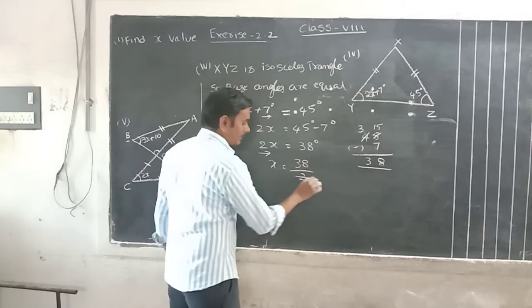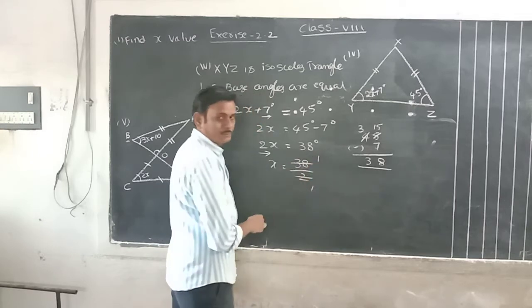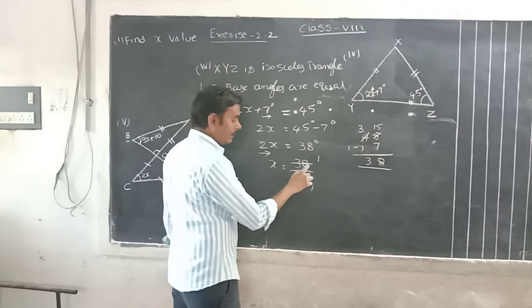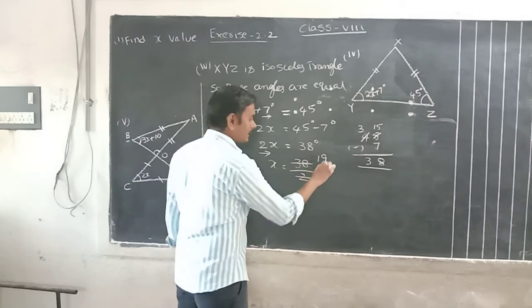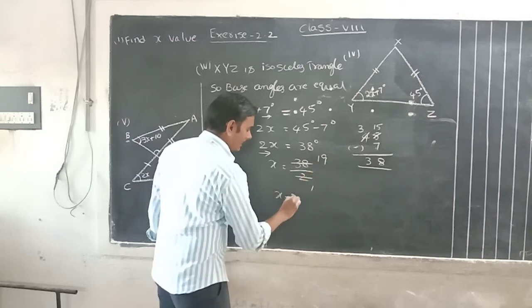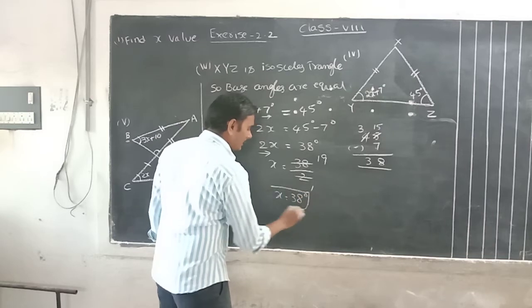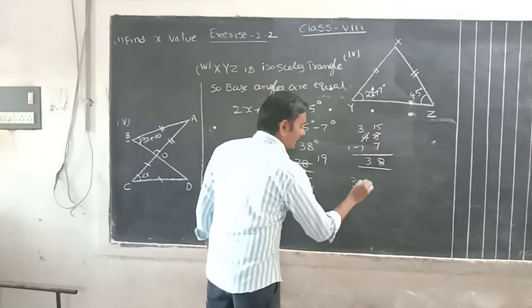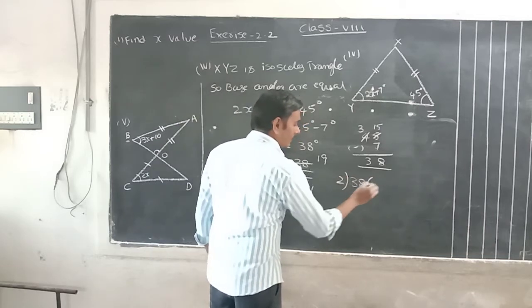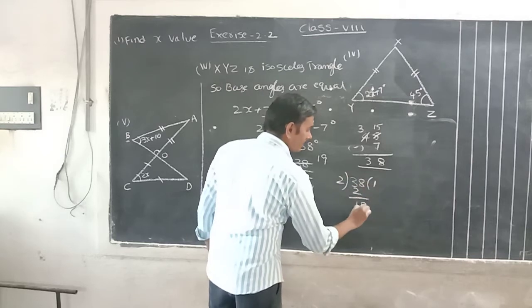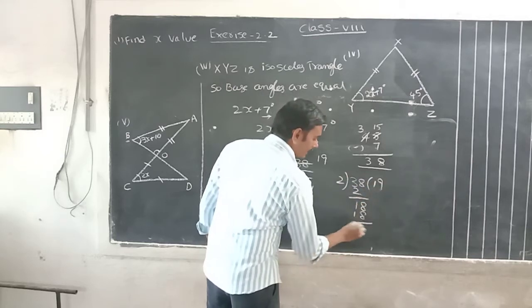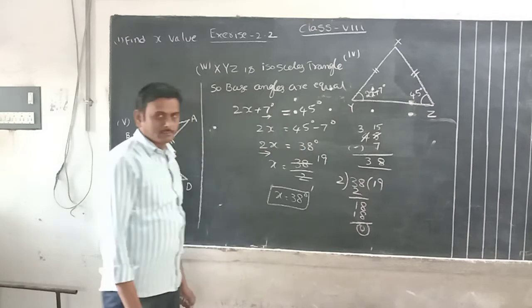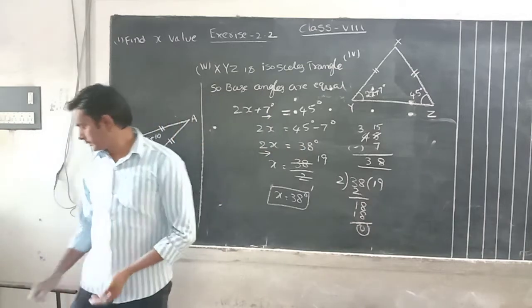Now cancel this. 2 ones are 2, 2 nines are 18. X equals 19 degrees. If you don't know cancellation, you can divide like this also. 38 divided by 2: 2 ones are 2, 2 nines are 18. Like that we can complete this division. No problem. This is the fourth question's answer.